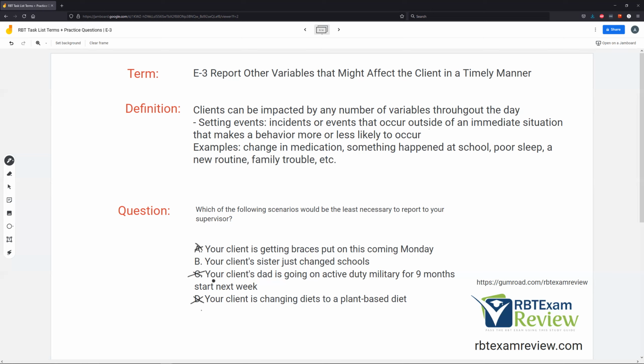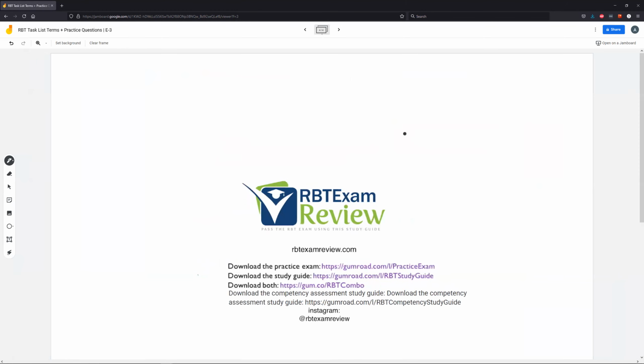So of all of these, right, the least necessary would be your client's sister changing schools, okay? Not directly related to the client, may have an impact, may not, okay? But it's nothing that's directly affecting your client. So again, most important thing about E3, timely manner, no setting events, okay? Clients can be impacted by any number of variables throughout the day. All right, that wraps that up. Okay, again, shorter ones, still important.